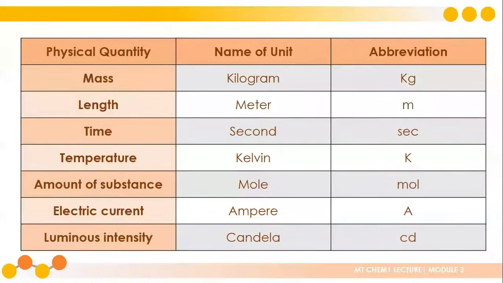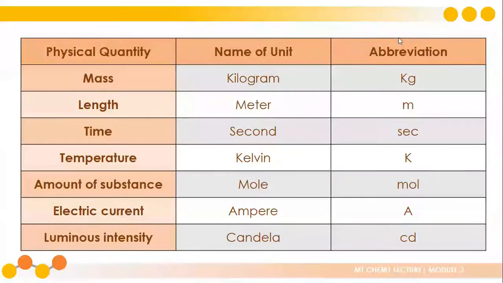Here are the usual units of measurement that we will be using for our chemistry subject. So we have here the physical quantities, name of unit, and their abbreviation. For mass, we usually use kilogram with the abbreviation kg. We also sometimes use grams and milligrams. For length, we use meter with the abbreviation small letter m. For time, we use seconds, abbreviation sec. For temperature, we use Kelvin with the capital letter K. Sometimes we also use Celsius with the abbreviation degrees Celsius.